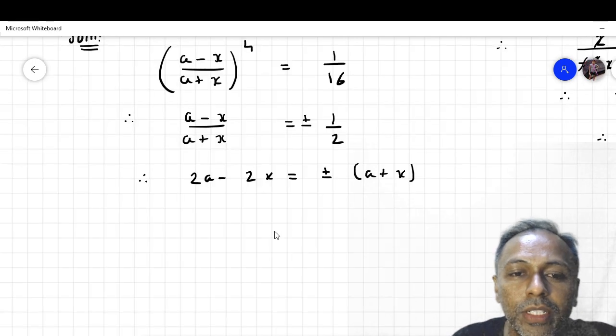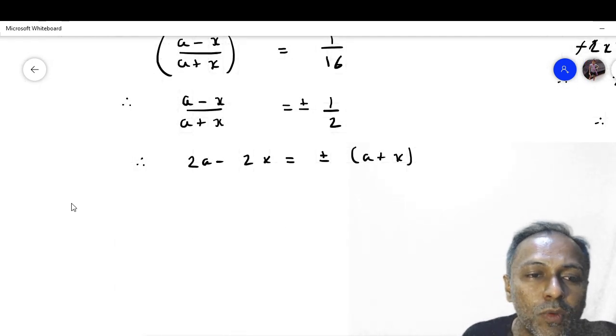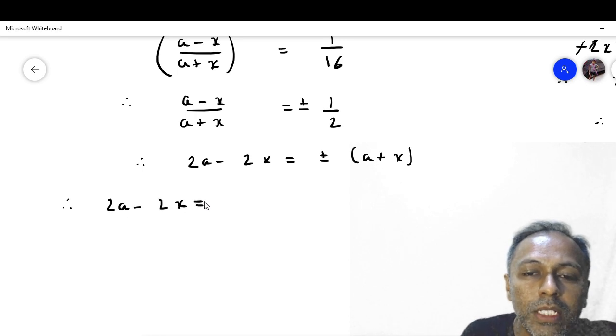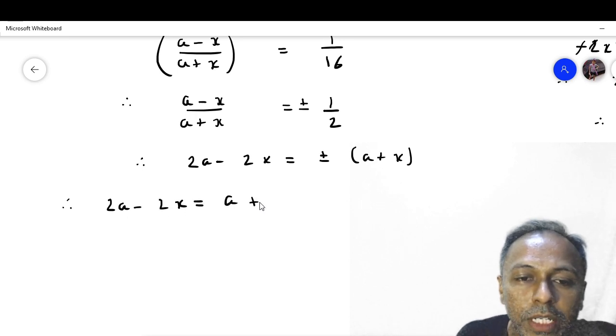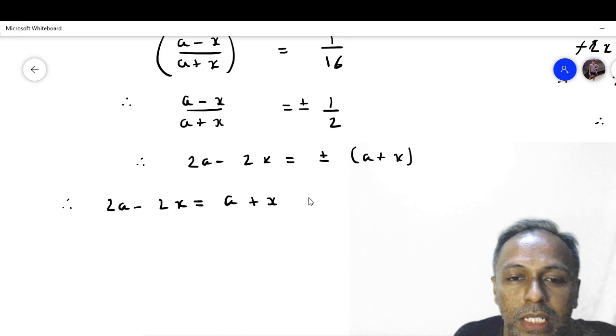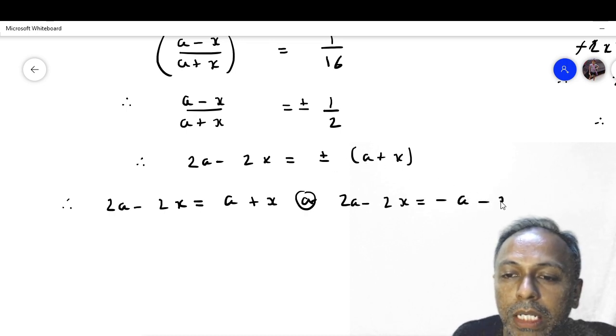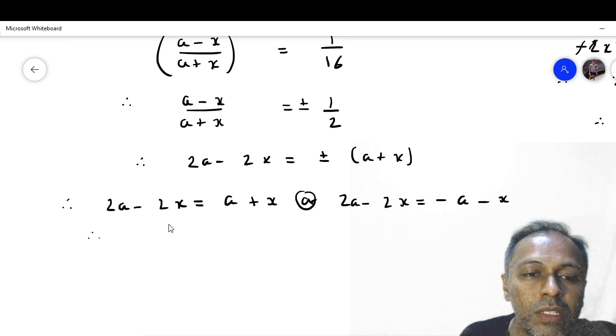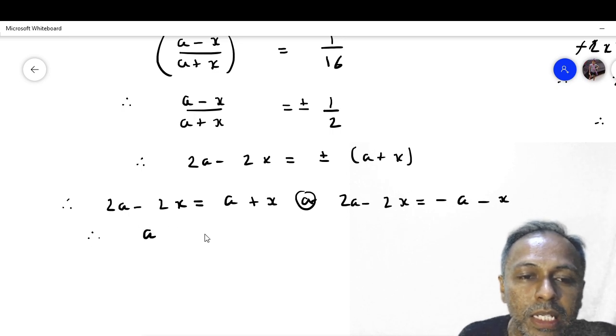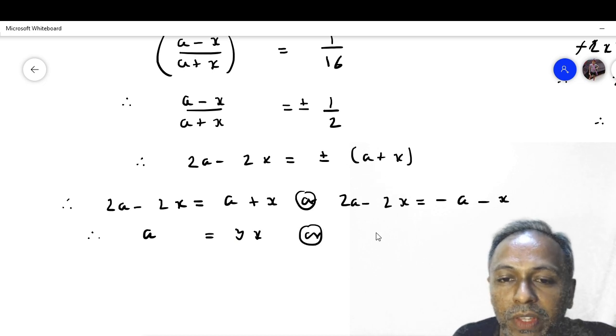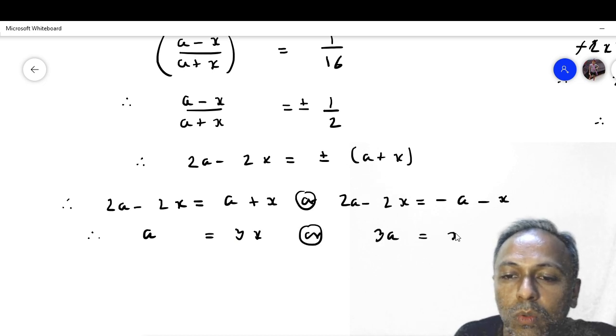We can segregate the question into two parts. Therefore, 2a minus 2x is equal to, if you take the positive value, plus x, or 2a minus 2x is equal to minus a, minus of plus is minus x. This becomes 2a minus a as a equal to 3x, or we will get 3a is equal to x.